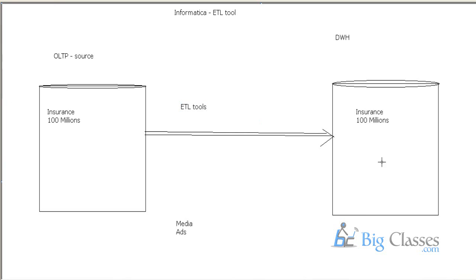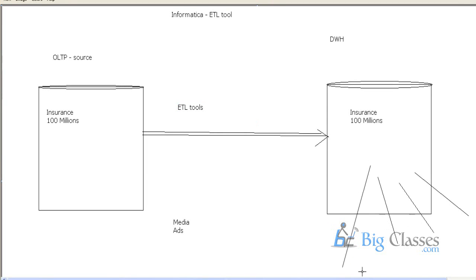Once the data is available in your data warehouse, using your reporting tools, BOs are going to have different kinds of reports. Here your Informatica is coming into the picture. Informatica is an ETL. We are going to extract data from our source, maybe different source systems. We are going to transform the data and put it into your warehouse.